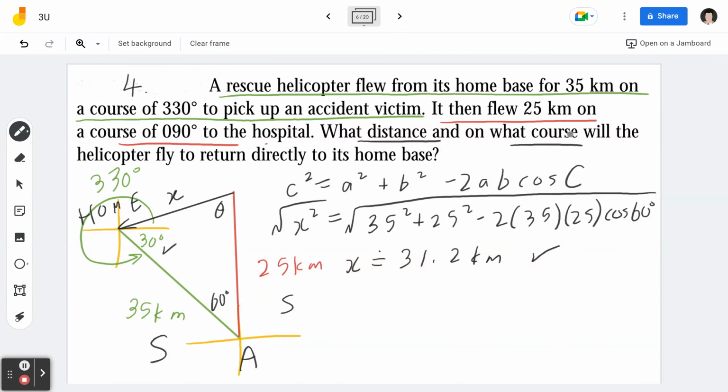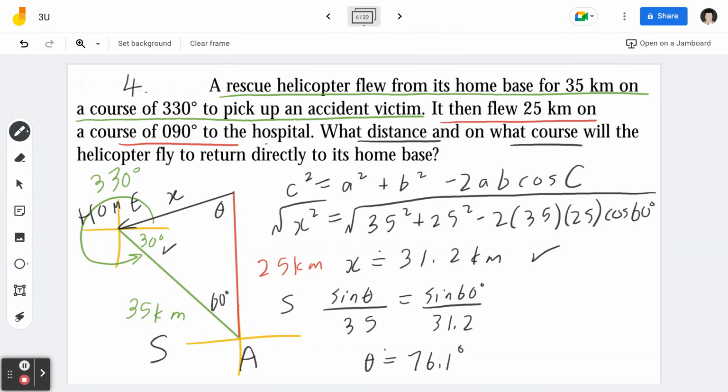Course means angle. And of course, to find the angle, you can use the sine law, sine theta divided by 35 equals sine 60 divided by 31.2 in this case. Again, you can grab your calculators, take 35, multiply by sine of 60, divided by 31.2, take the inverse sine of the answer, which is approximately 76.1 degrees.